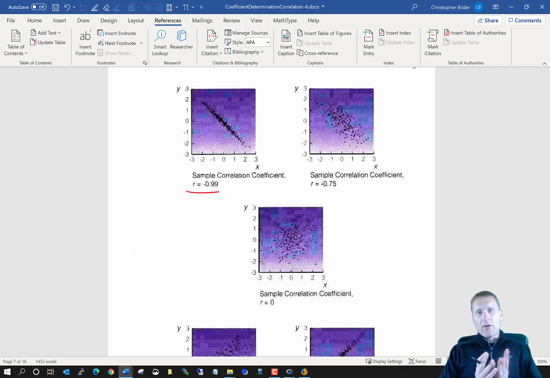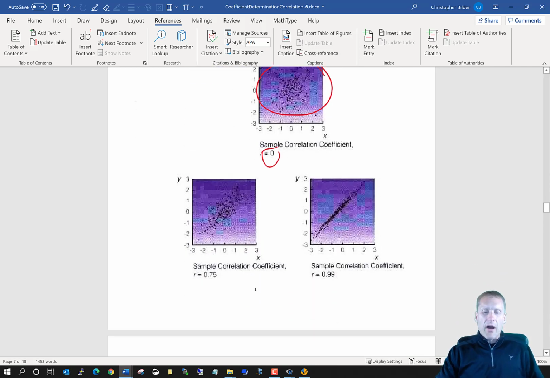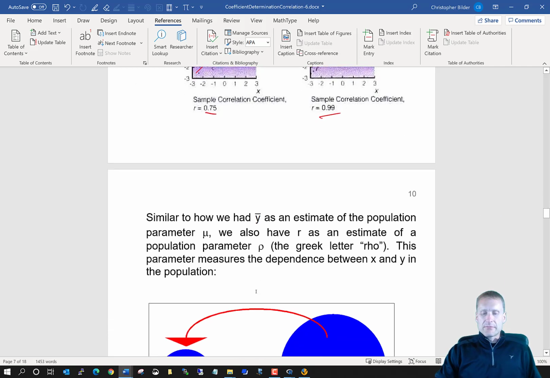We see how the points are tightly clustered. And if r was negative 0.75, now you can see the points are getting a little bit further away from each other, not as tightly clustered as before. If r is equal to 0, we have no trend at all in that plot. When r is positive 0.75, you can see this upward trend that goes up. And as r increases, then the points get closer and closer together.